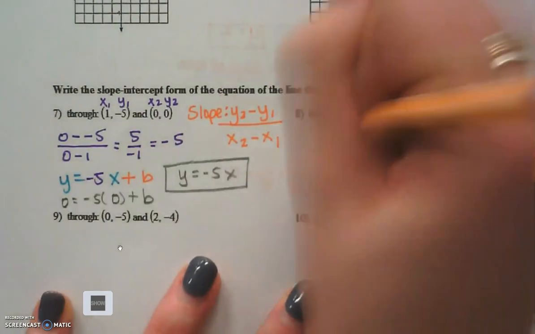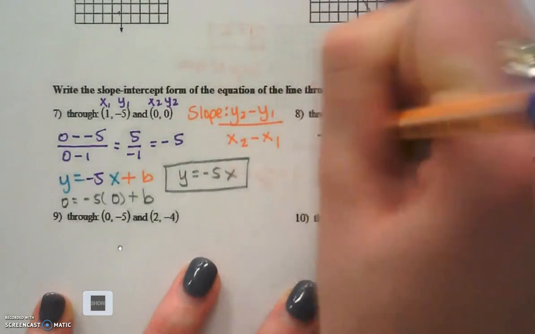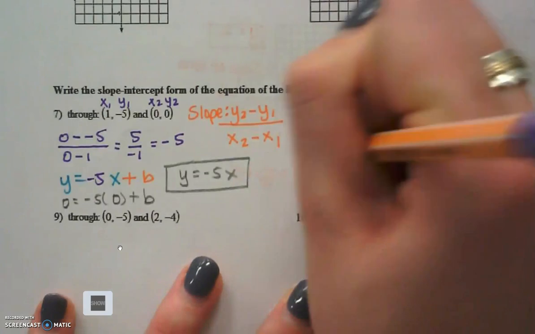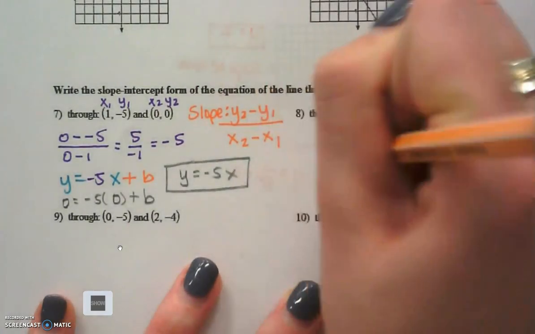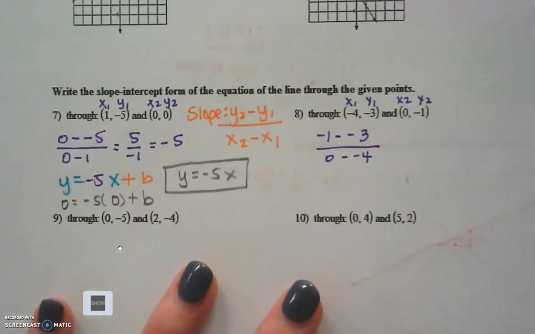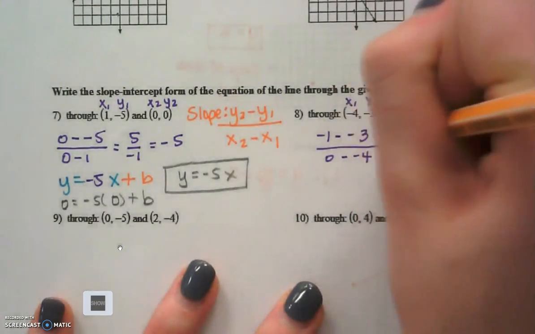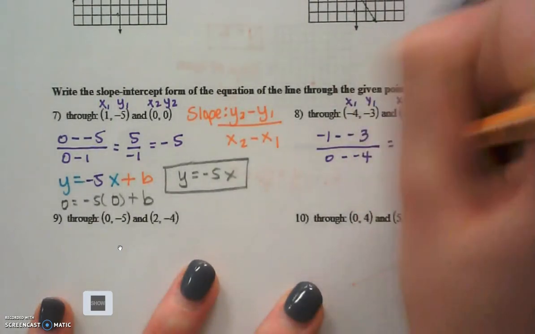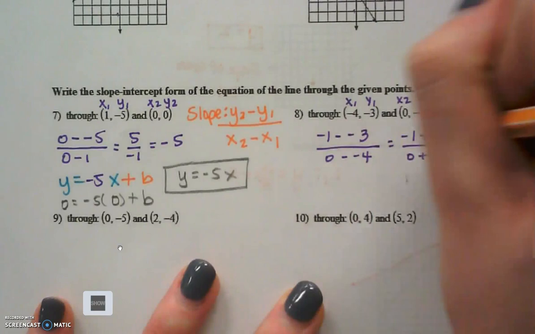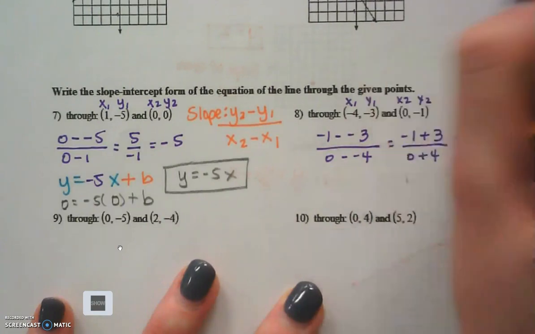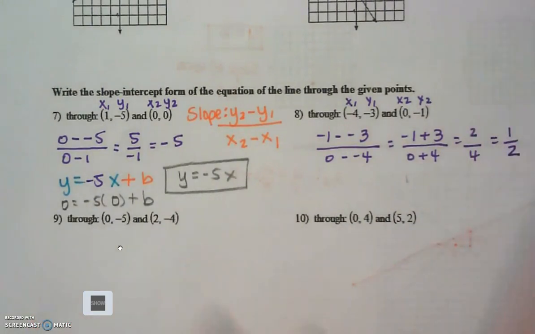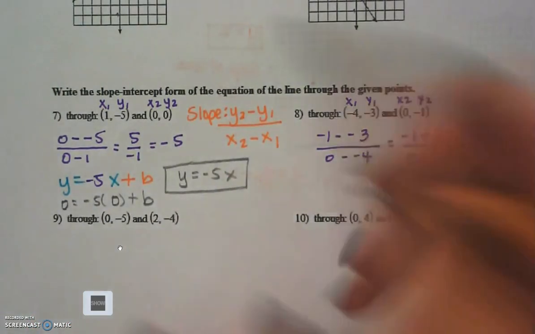Let's subtract y2 minus y1, and let's do x2 minus x1. So this is really -1 plus 3, and 0 plus 4. 3 minus 1 is 2, 4 plus 0 is 4. So my slope is 1/2. So I'm going to write my equation again.